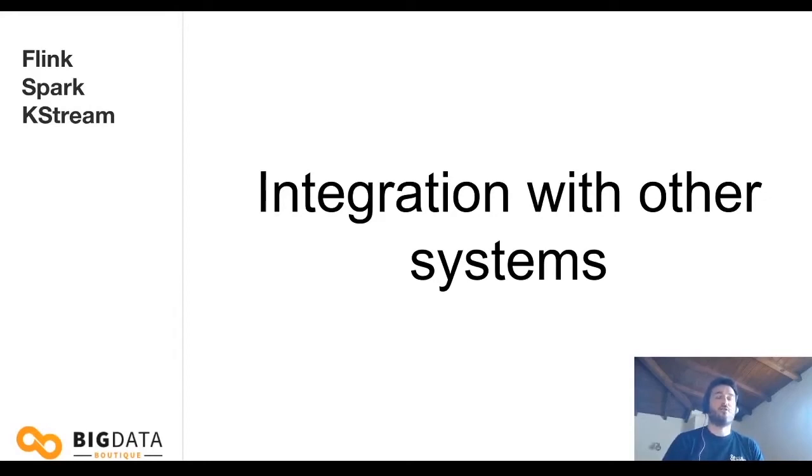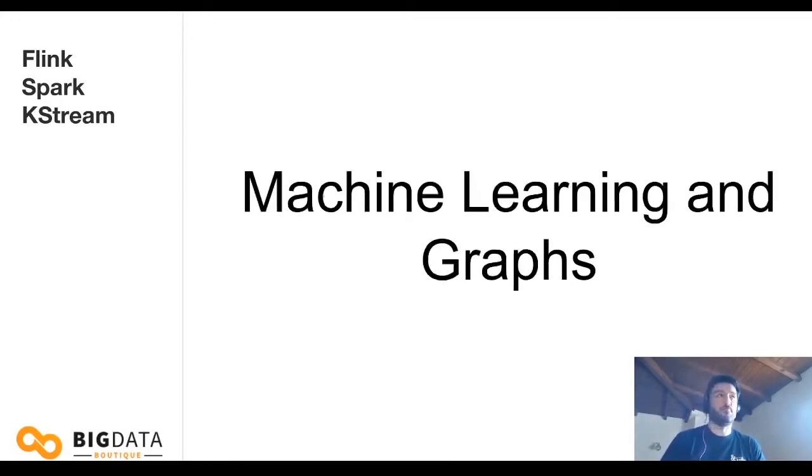Spark, it's really good on this. It has a lot of connectors and a huge community. For me, it's the best when we are speaking about integrations with other systems. And Flink, it's probably the worst in the sense that the connectors are quite limited. Okay, but you can use Spark or Kafka Connect to put information in Kafka, and then use Flink to process it, and that's a perfectly possible option.